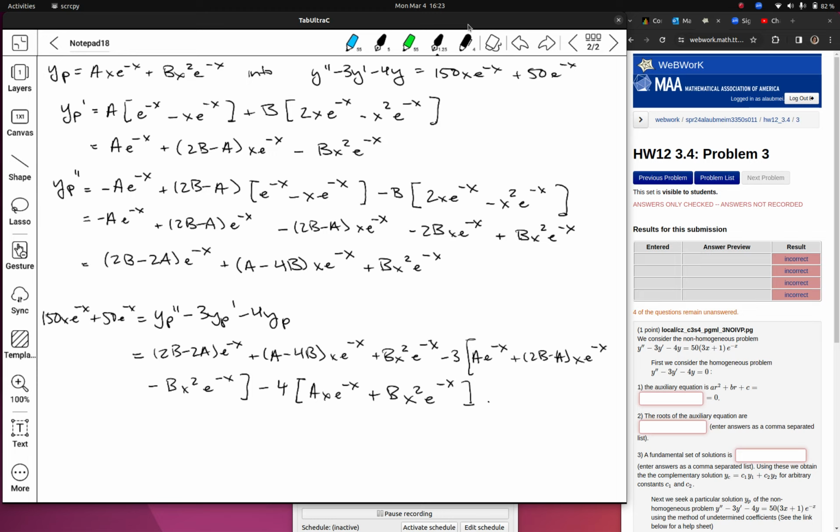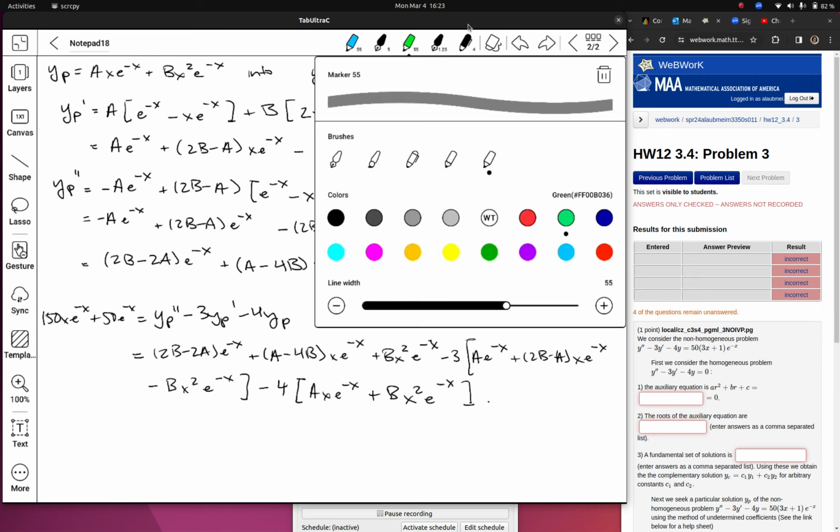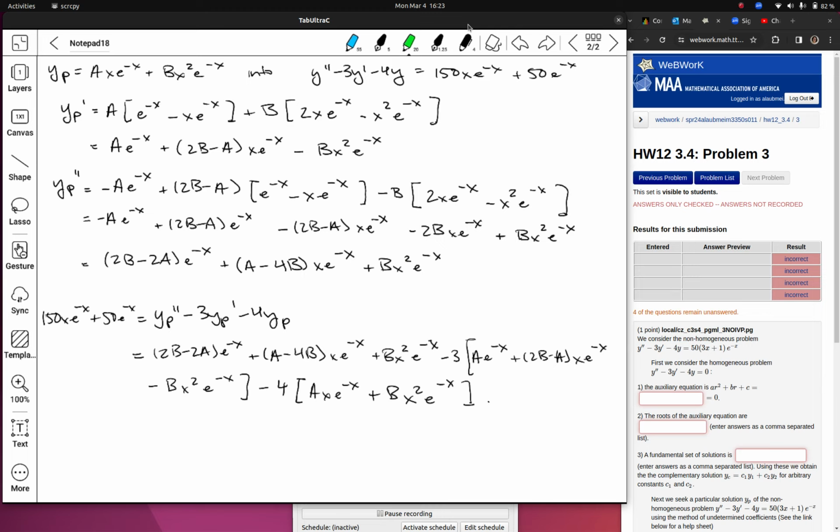So, I'm going to start using some colors here. That might be a bit too big, I don't know. Make it smaller. So my e^(-x) terms are here, here. Oh, wait, no, that has an x^2 on it. I just want e^(-x) with no x's. So there, and that's it, it looks like.